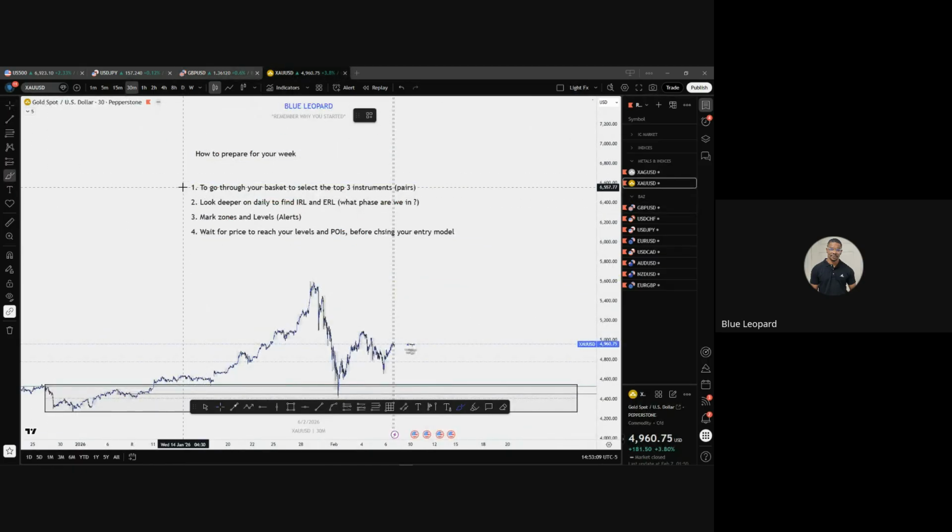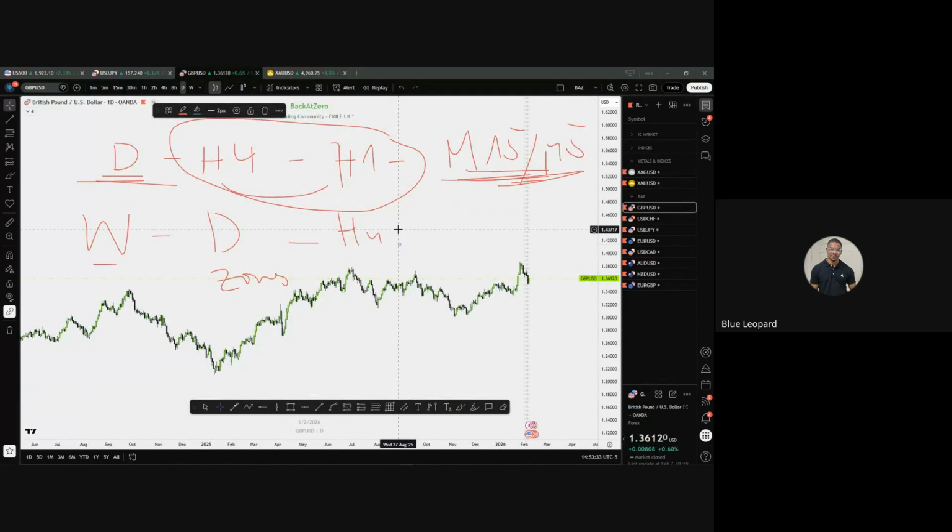You can see we had weekly first to check the basket, and then we went deeper on the daily to find the internal range and external range liquidity and think about the phases. And then we're going to mark the zone and levels on H4, and then we can wait for price for entry, at the day where the price will bring the chart to our levels. Okay, so let's go back now.